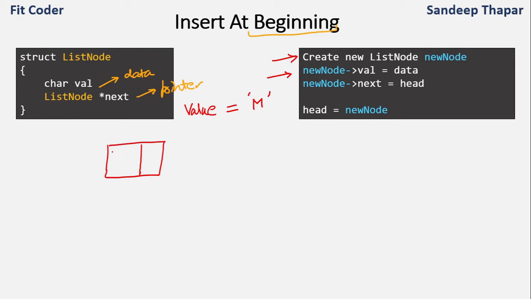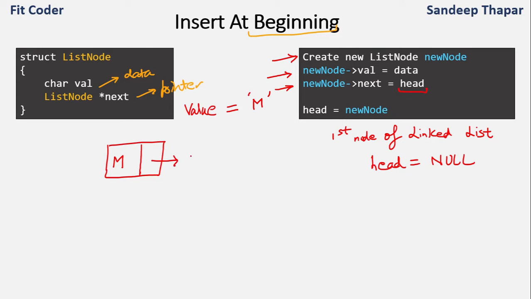So the value of the new node is m, and the new node next will point to head of the linked list. It could be a possibility that this is the first node of the linked list. If this is the first node, then head will be null, which means that we have pointed the new node next to null. And then we have made head equal to new node. So head will be our new node, which means this is our head.